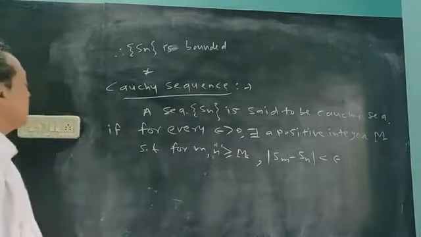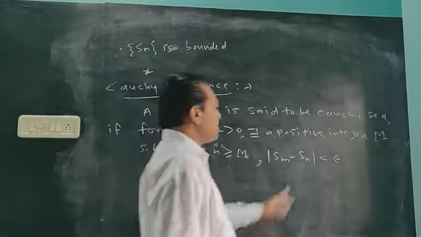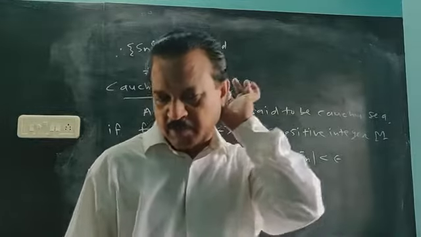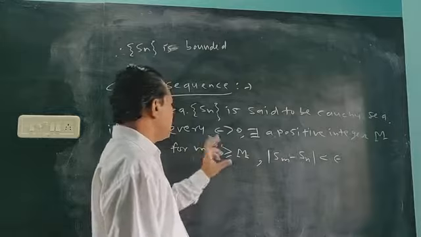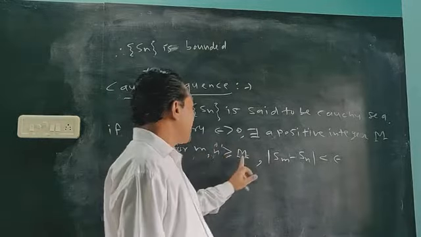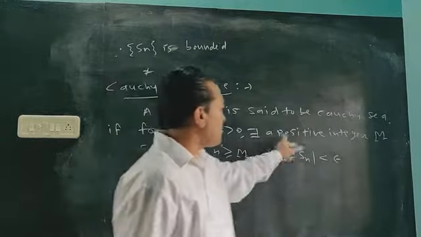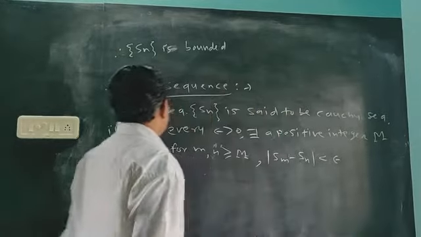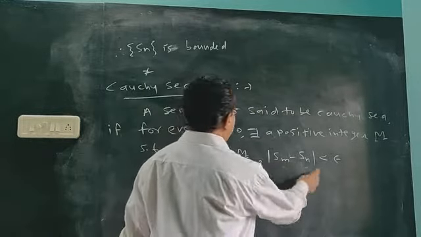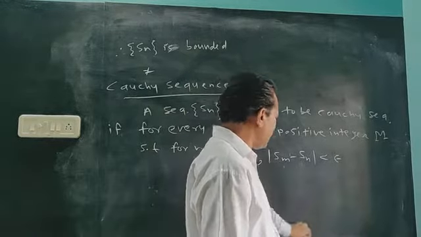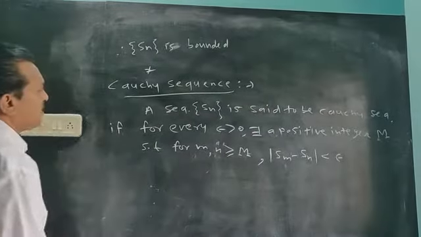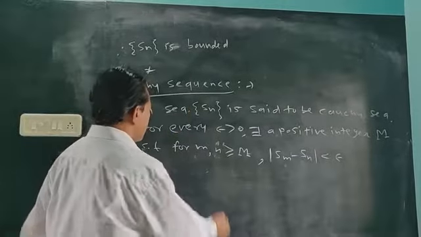Okay, you know the limit of a sequence, L, the limit of the sequence. Here the limit is not needed. Cauchy only means two numbers are there, m and n, both numbers must be greater than that fixed positive integer M, and the condition is that Sm minus Sn must be less than epsilon. Then such a sequence is called a Cauchy sequence.